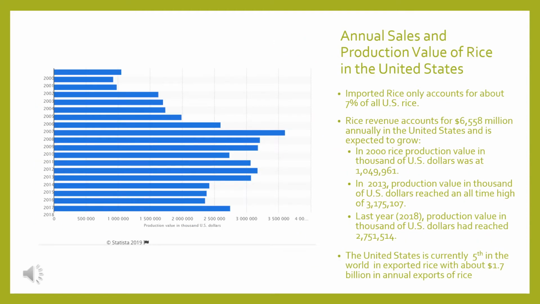So imported rice only accounts for about 7% of all U.S. rice. Rice revenue accounts for about $6,558 million annually, and it's only expected to grow. The United States is currently fifth in the world in exported rice, with about 1.7 billion in annual exports every year.